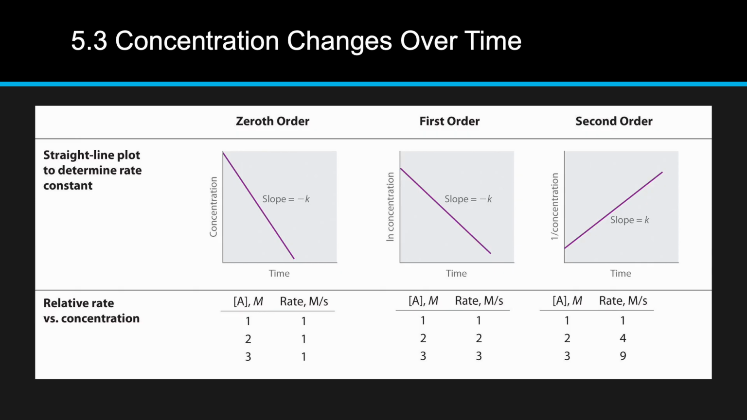So with zero order, we just have concentration versus time because as we increase our concentration, nothing is happening to the rate. But with first order, we take the natural log of our concentration, and that's because as we increase concentration of our reactant, our rate is increased proportionally to that. And then for second order, we take the inverse of concentration, and that's because as we increase concentration of our reactant, the rate is going to depend on the square of the concentration.